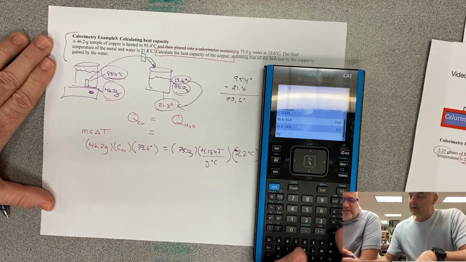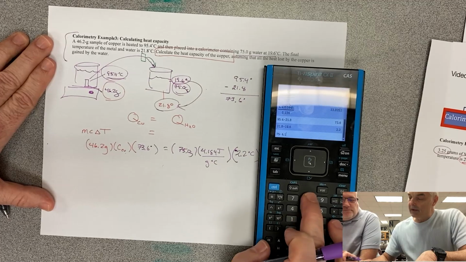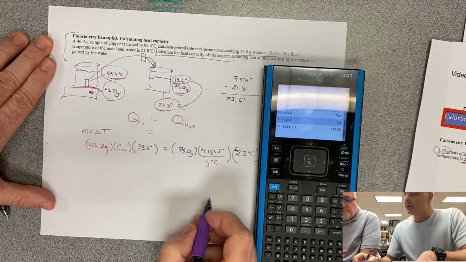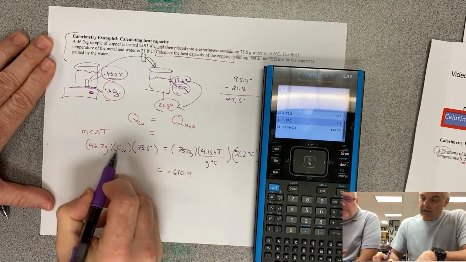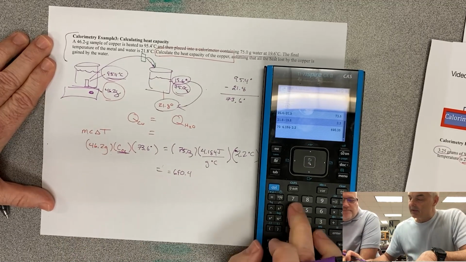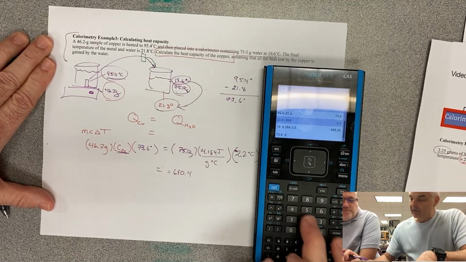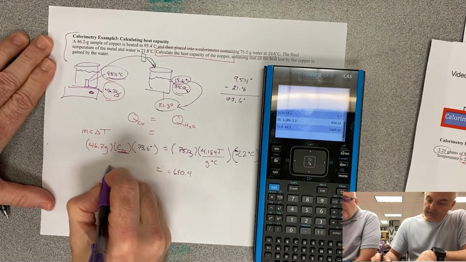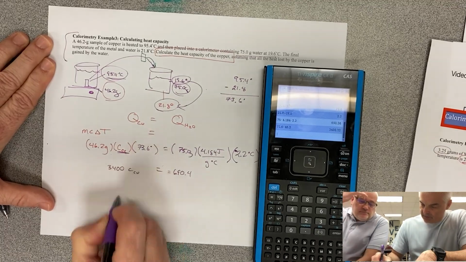So I'm going to multiply the right side. 75 times 4.184 times 2.2 gives you 690.4. And then we're going to have a variable here, right? So I'm going to take 73.6 times 46.2, 3,400, times the C of the Cu.